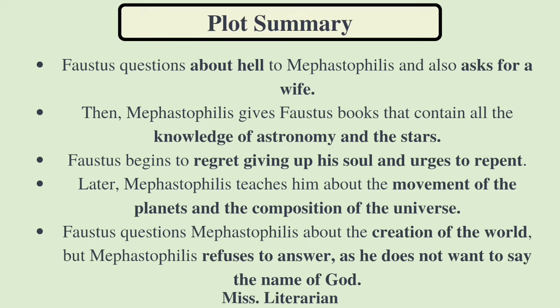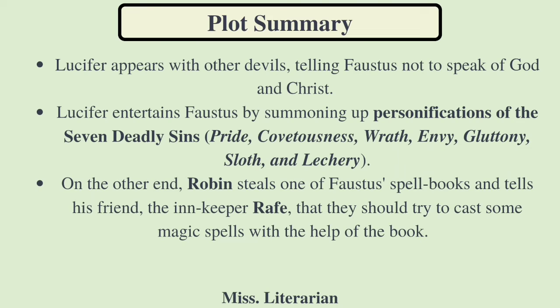Faustus asks Mephistopheles who made the world, and Mephistopheles refuses to answer as he does not want to say the name of the Lord. On hearing this, when Faustus is alone, he repents again and turns to God. As usual, the angels appear again, and Faustus says that he wants to repent his sin to God. After this, Lucifer appears with other devils. He tells Faustus that if he repents to God and Christ, he cannot attain power. Then Faustus apologizes and assures Lucifer that he will reject God.